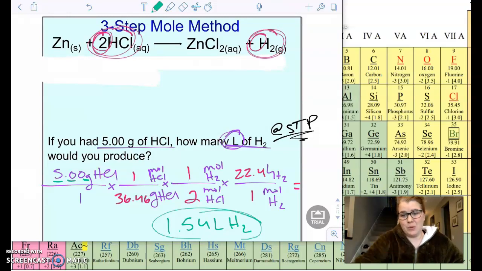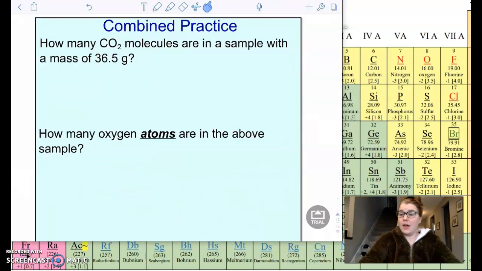All right, let's do one more example. If you recall, this is actually from our very first lesson, but this is incorporating Avogadro's number, so I wanted to include it in this video here as well. So how many carbon dioxide molecules are in a sample with a mass of 36.5 grams?